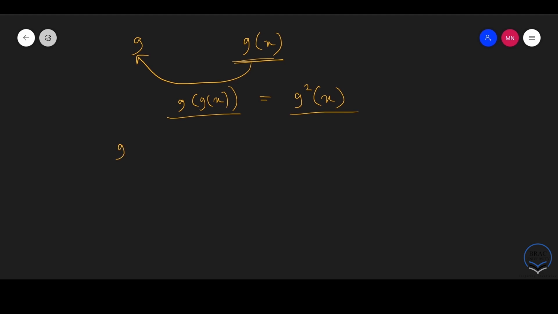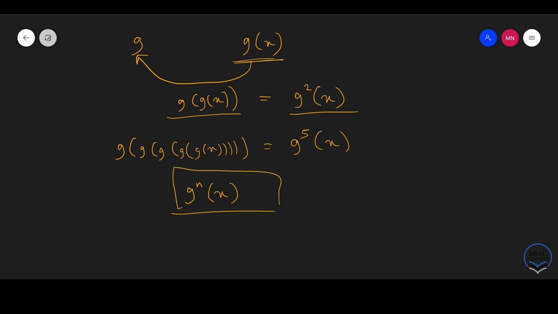Similarly, if I feed the output of a function back into that function itself 5 times, so if I have g of g of g of g of g of x, then I can also just easily write this as g with a superscript of 5 of x. And if I do it n times, if I feed the output of a function back into the function itself n times, then I can denote that as g superscript n of x. So this is the special notation that we can use, because writing it out fully can take a bit of time and it can get pretty confusing.